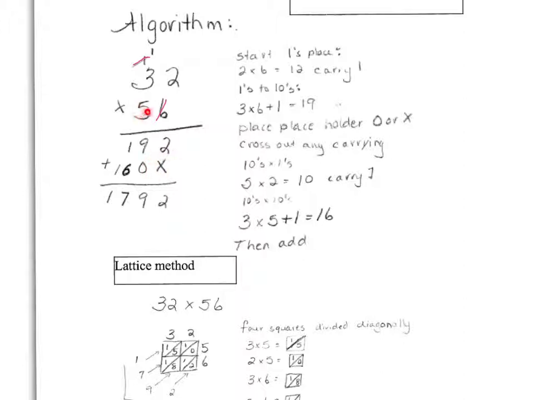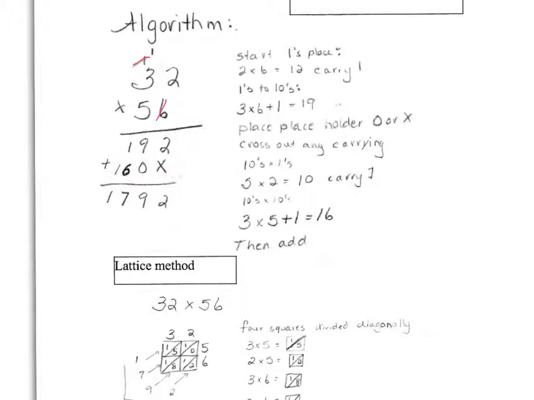Now we're going on to the tens. We have to do the tens times the ones. So 5 times 2, which is 10, hence my 0. Now I need my 1 up there for my carrying. Now I look at the 5 times the 3. 5 times 3 is 15, plus that one that I had carried is 16, so I write in my 16 here.